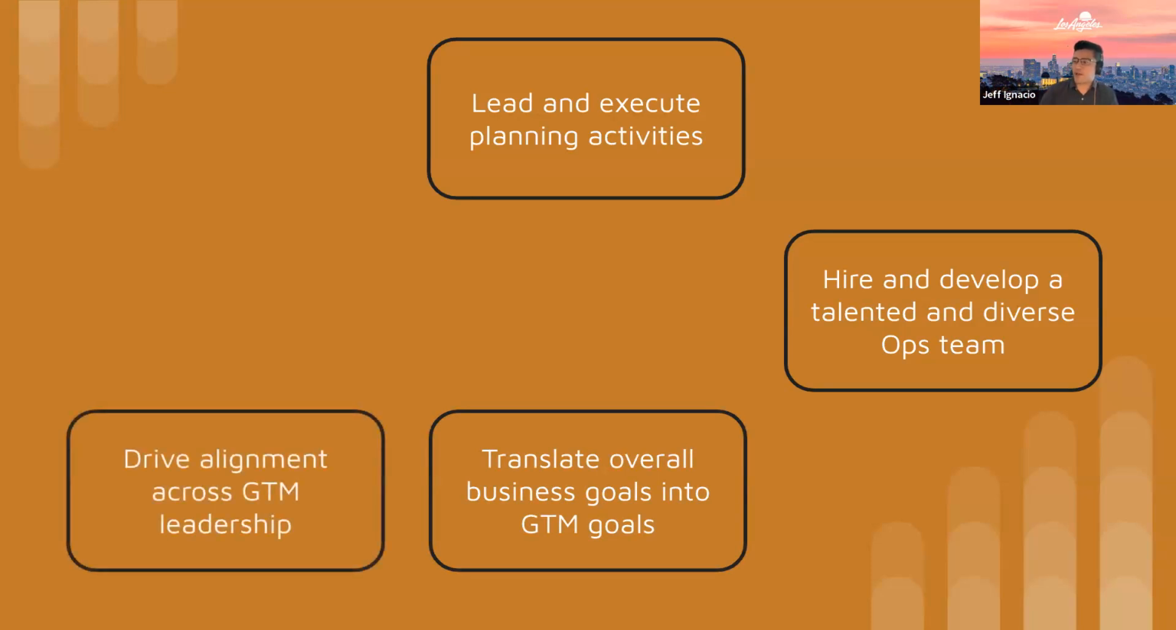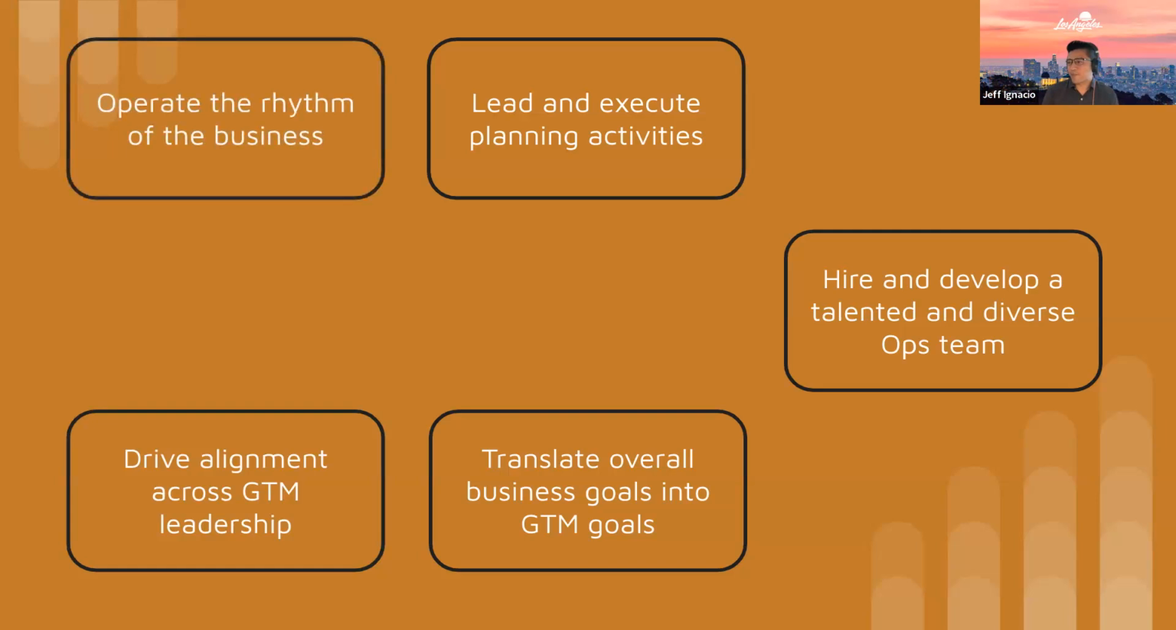Fourth, driving alignment across the go-to-market leadership team. I always like to think that RevOps leadership is a little bit like wrangling or herding cats. These folks kind of move in their own directions, and you have to be able to bring them all together into one room. Next is operating the rhythm of the business. We talked about operating cadences, setting ourselves up for success by bringing in the right homework into those meetings. So here, you're not a RevOps leader. You are a COO to the go-to-market department.